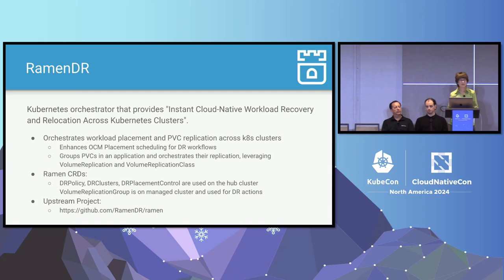Right now we do everything in pairs of two. And the DRPlacementControl is going to be used to say what DR action do I want to do. We use two actions, failover and relocate. Relocate is failback. So the VRG, the Volume Replication Group, is a custom resource that, as soon as you create a DRPC and apply a policy, is created on the managed cluster, the cluster that has the application, and it's going to then basically do the actions to initiate that failover or relocate. And then, like I said, there's the upstream project for Ramen DR that you can easily find.